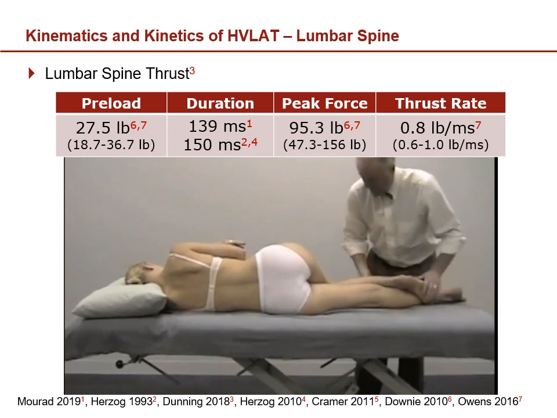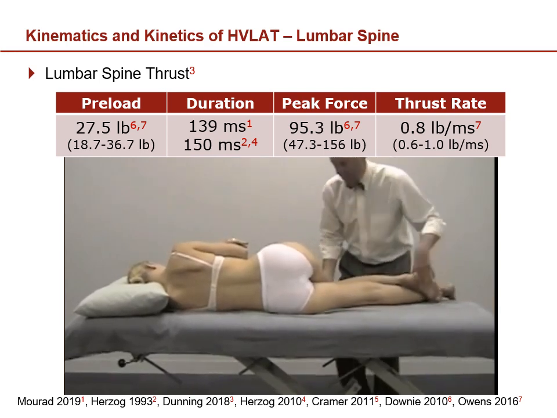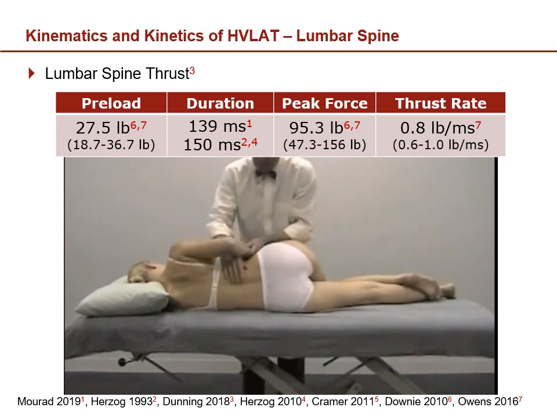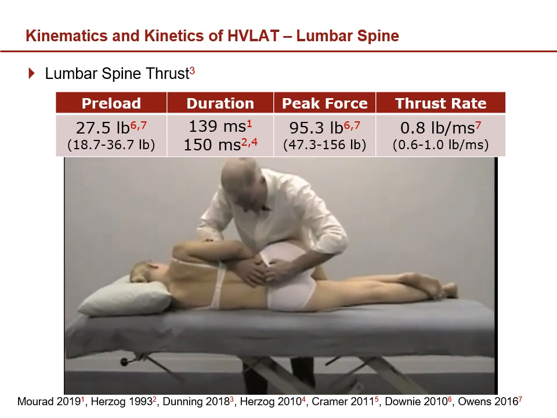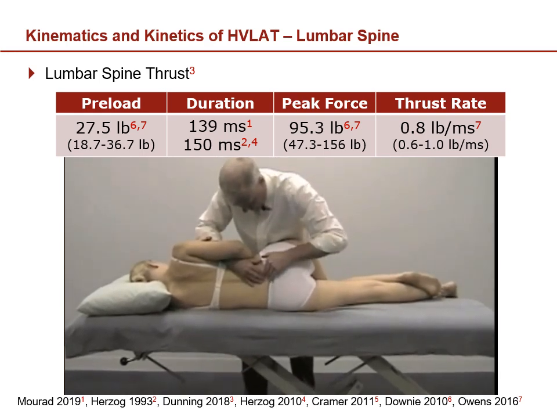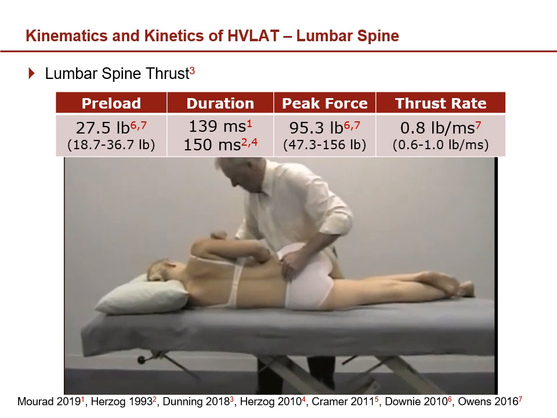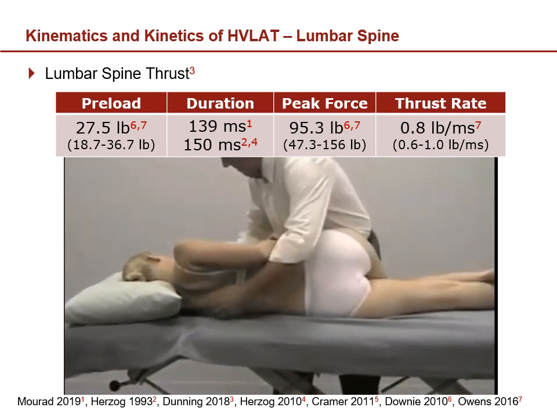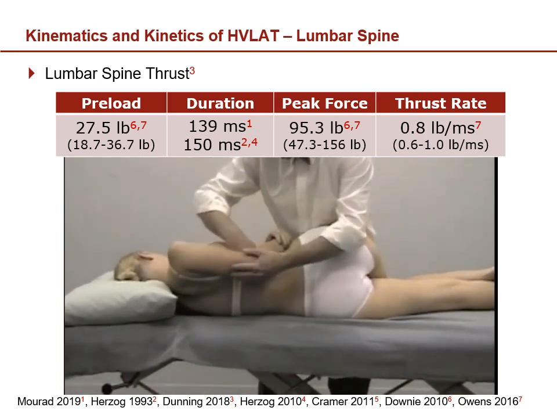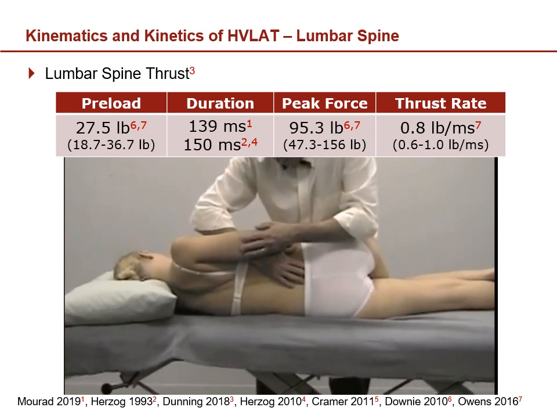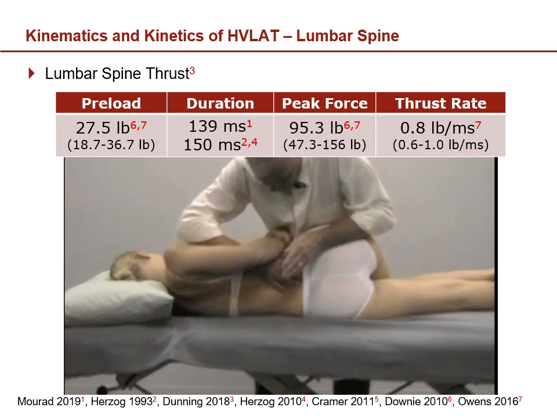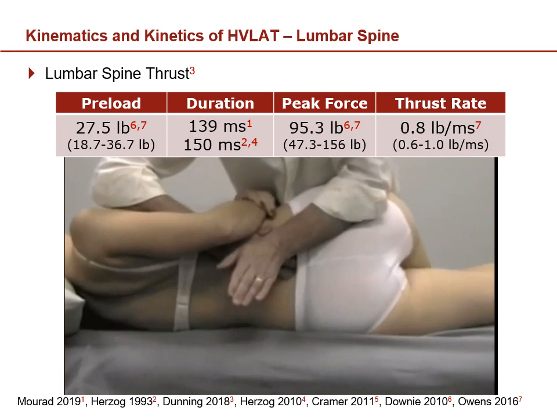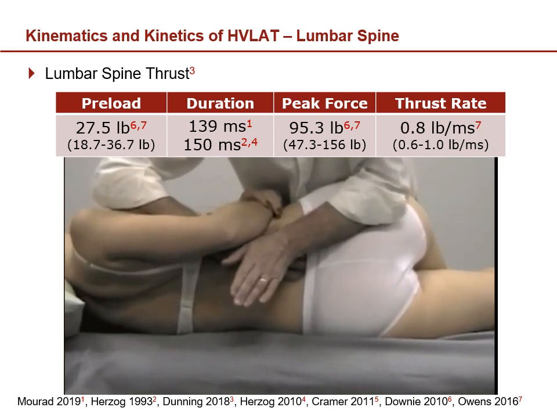Okay, and then when we're talking about preload, duration, peak force, and thrust rate, we can see about 27 pounds of preload, so slightly more than that of the thoracic spine and well over that of the peak force that we saw in the cervical spine. Duration of thrust is comparable to what we saw previously, with 139 to 150 milliseconds. Peak force is less than that applied within the thoracic spine, but you can see that the range here is quite variable, from anywhere from 47 to 153 pounds of force. And then the amount of pounds per millisecond are shown there.